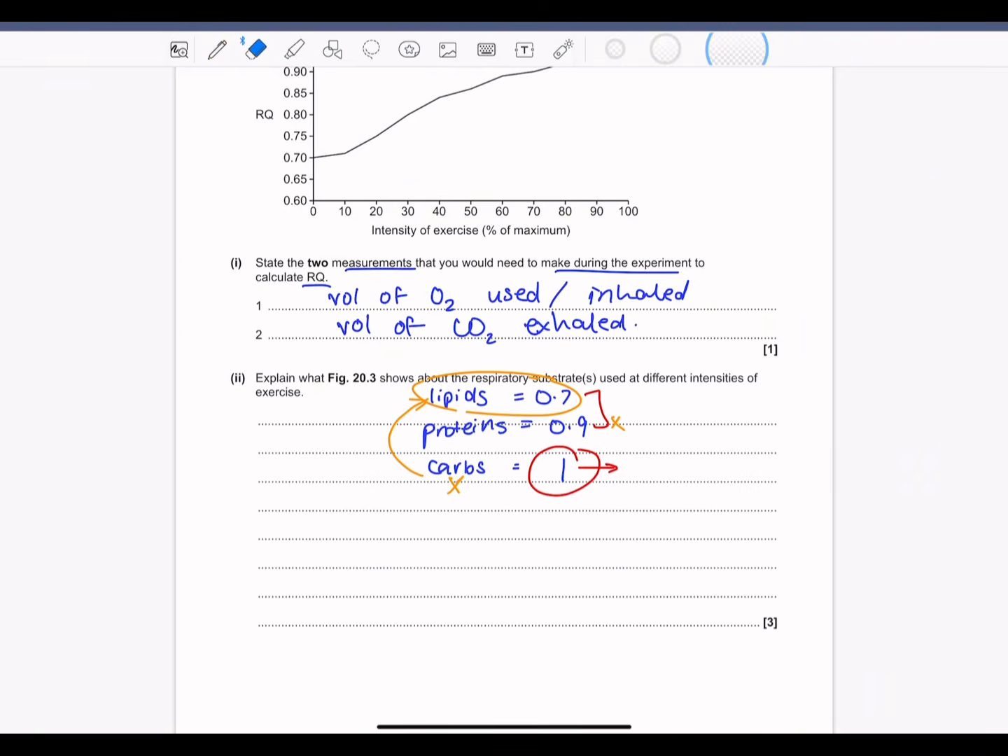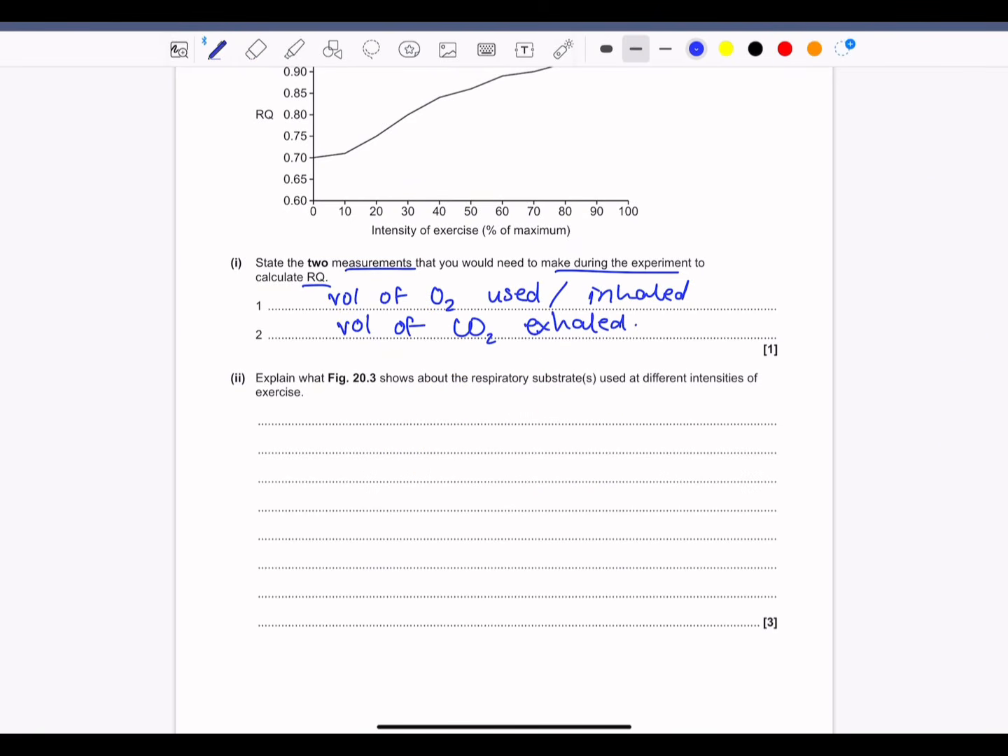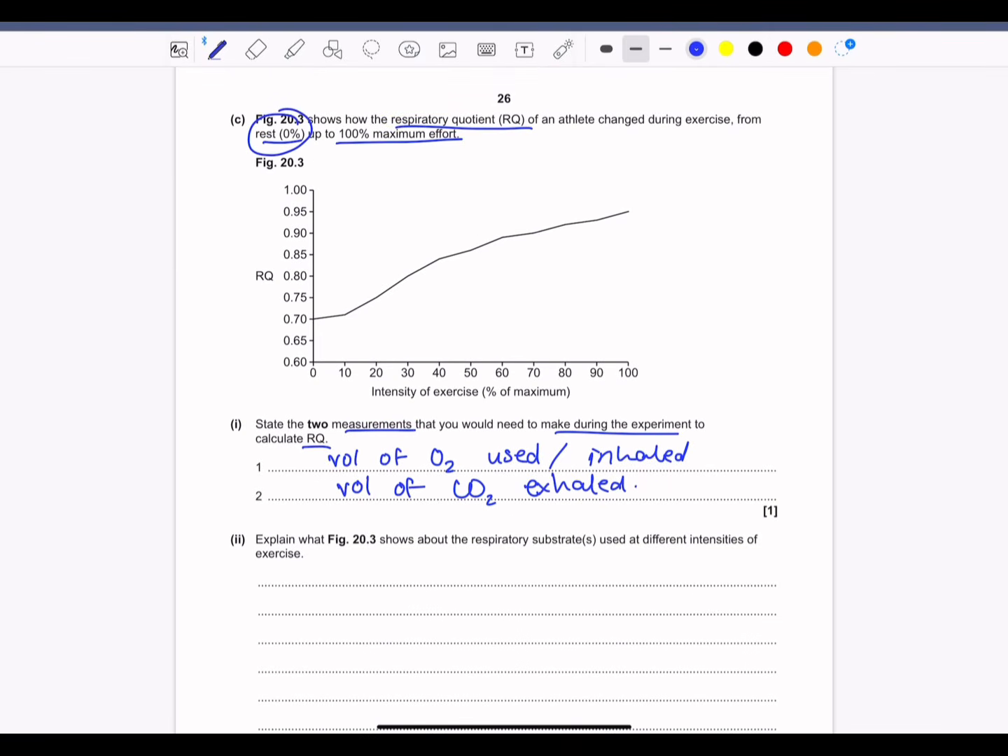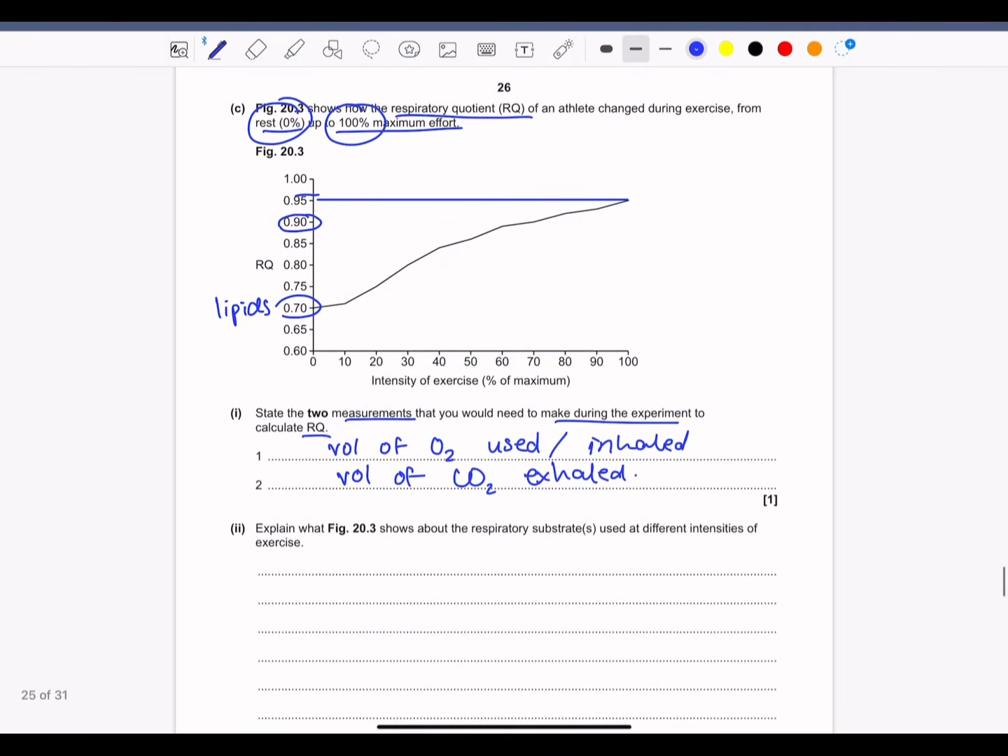Besides the point though, looking back at the question, what figure 20.3 showed about the substrates at different intensities. So the two intensities mentioned were 0 and 100. At 0, we see 0.7 is the RQ value. So we could say that at rest, lipids are the go-to substrate for respiration. And at 100, it is, oh okay, that's pretty high. So bring that slightly lower, about 95. Now, not proteins, because proteins is 0.9, not 0.95. So this is actually carbs, because remember, like I said earlier, proteins are the very last resort.